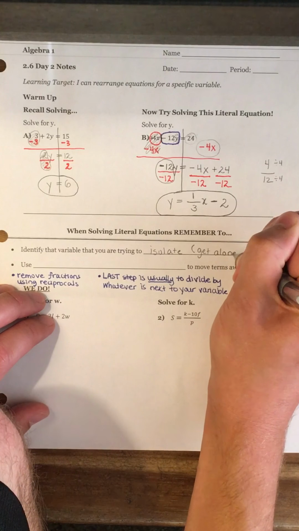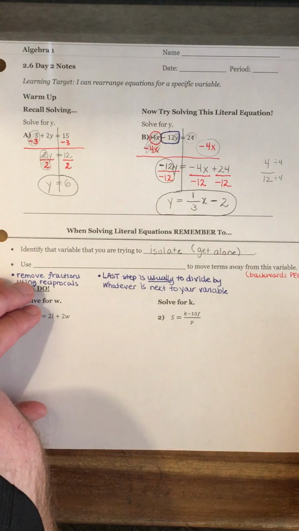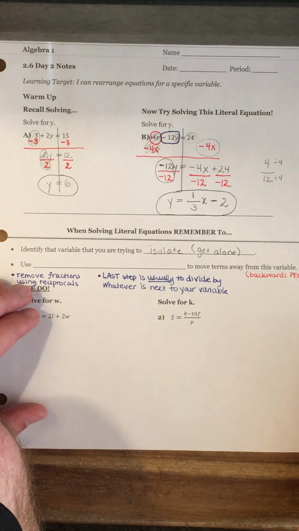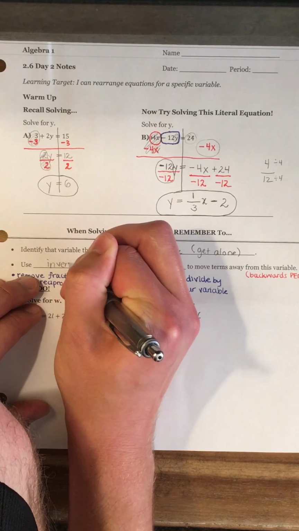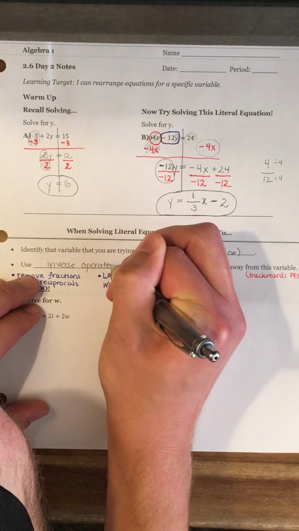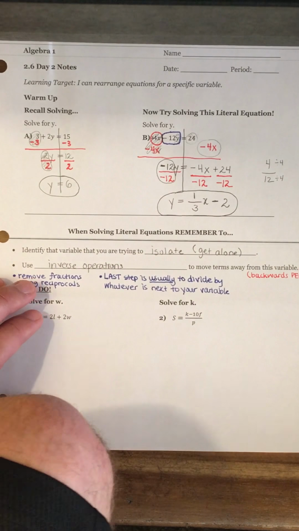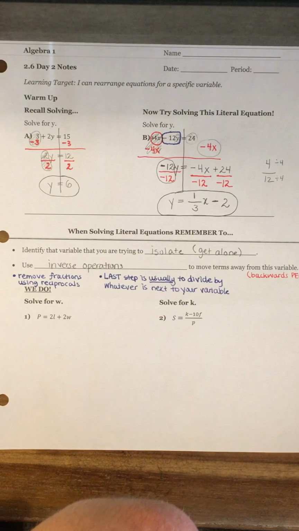Which variable are you trying to solve for? That's always the first step. Got to look for that. How do you do that? Well, same as before with one-step, two-step, and multi-step equations, we're using inverse operations in order to get that variable by itself. So we're using inverse operations to move terms away from the variable that you're trying to isolate.